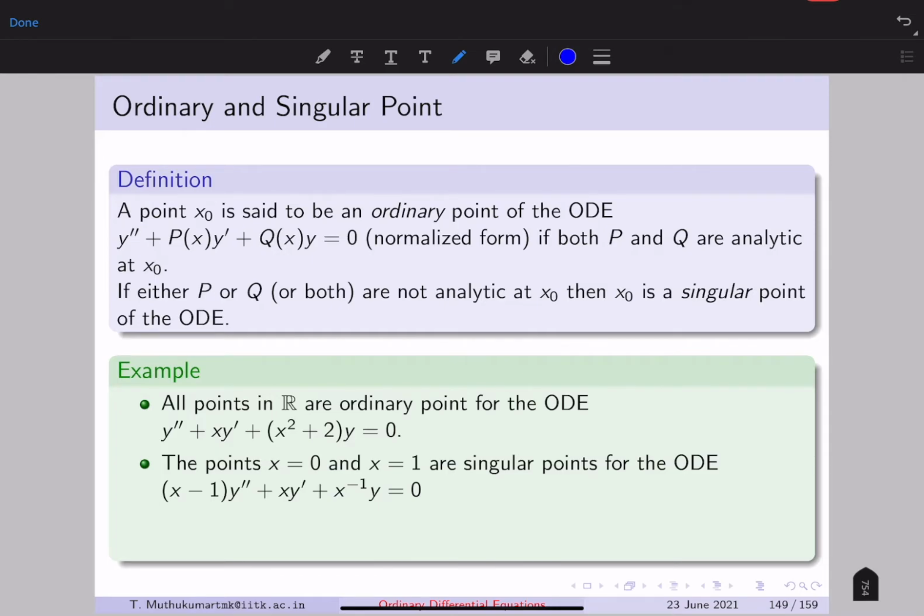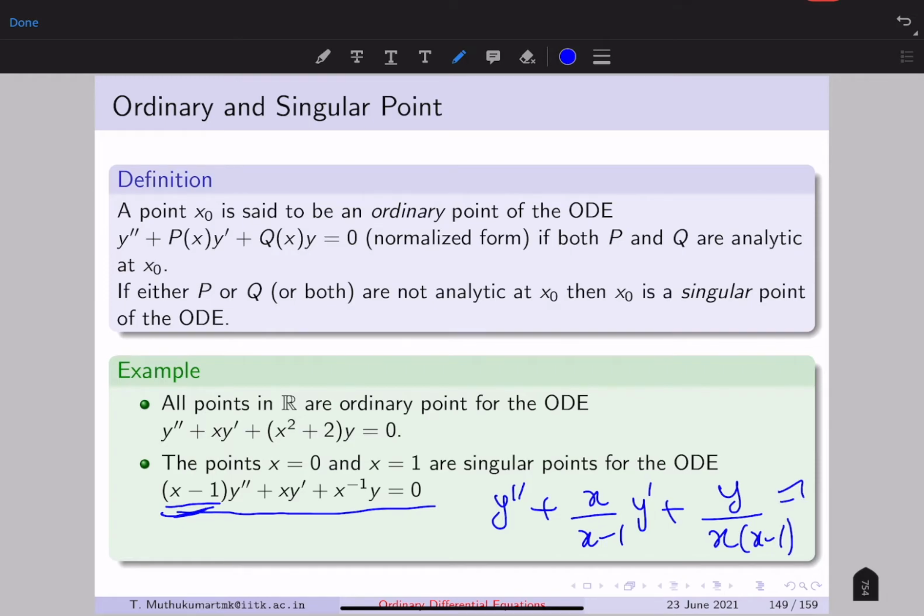Now, what about this ODE? What is P here? Here you see there is a leading coefficient, so this is not in the normalized form. To check for ordinary point or singular point, you need to convert this into the normal form. The normal form is y double prime plus x over x minus 1 y prime plus y over x minus 1 equal to 0.